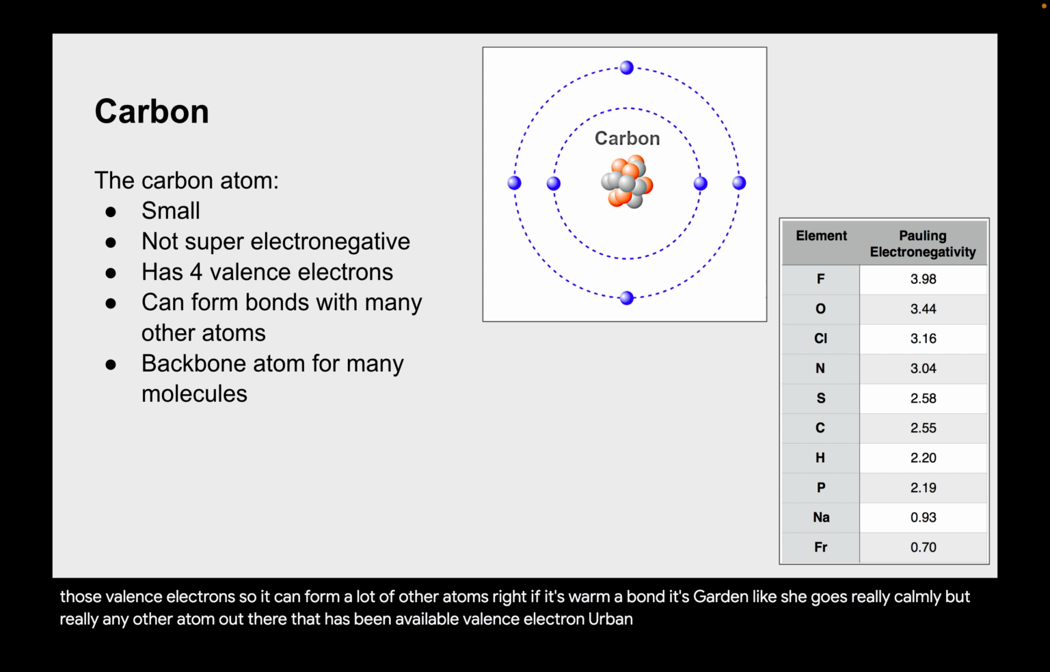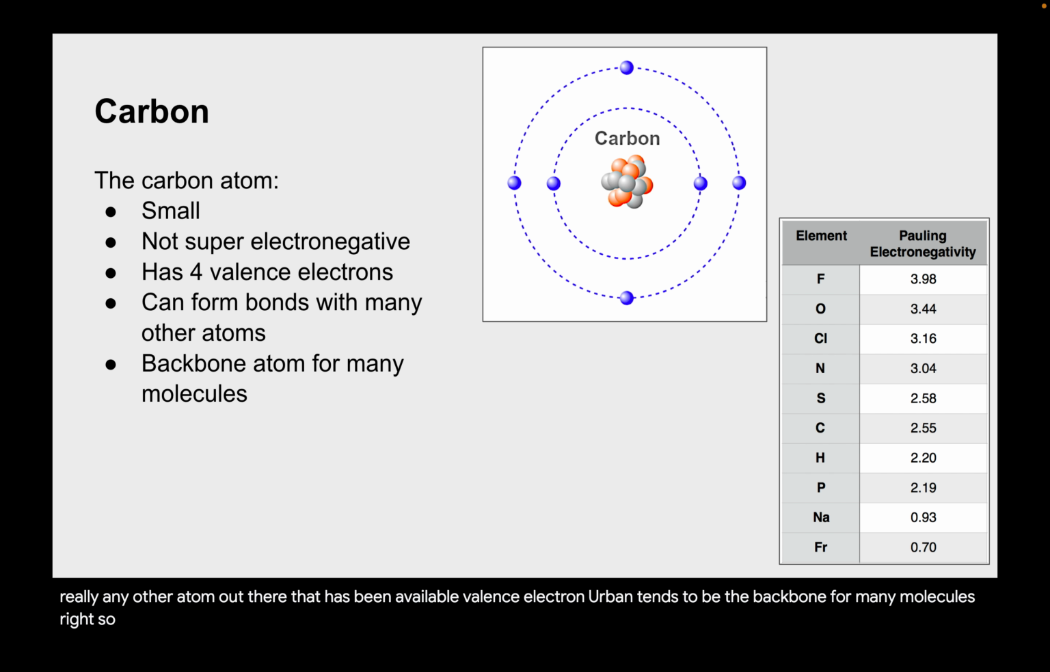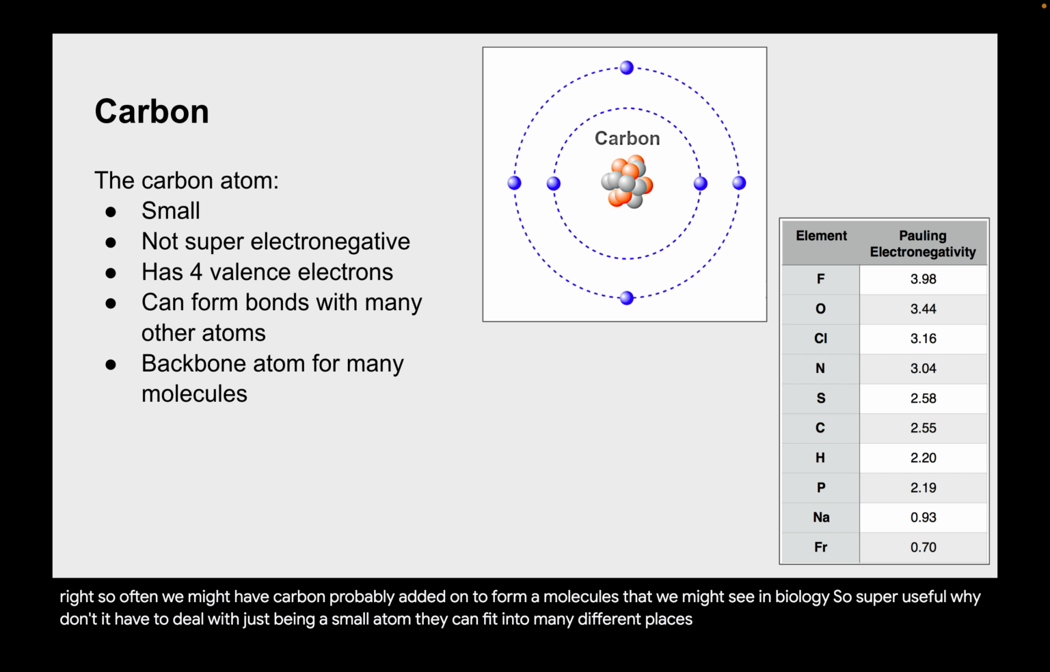Carbon tends to be the backbone for many molecules. So often we might have carbon bonded with hydrogen, and then other atoms added on to form all of those different molecules that we might see in biology. Super useful. A lot of it has to deal with it just being a small atom. It can fit into many different places, and it can form 4 different bonds.